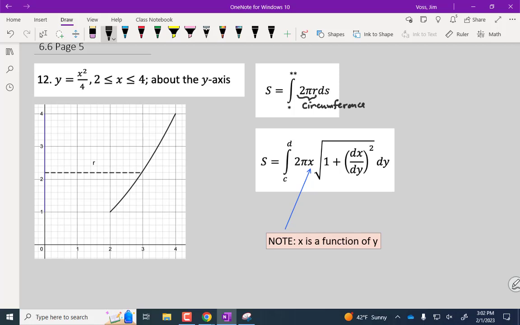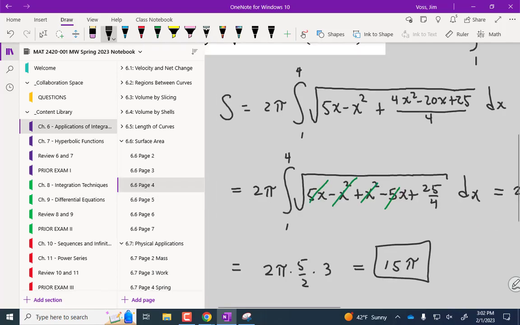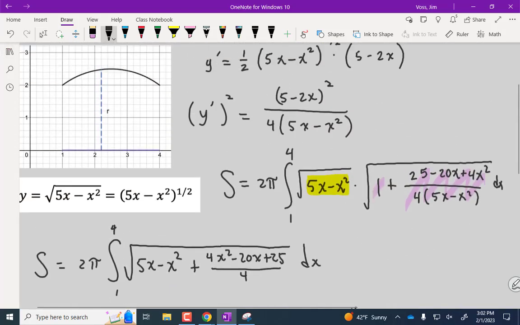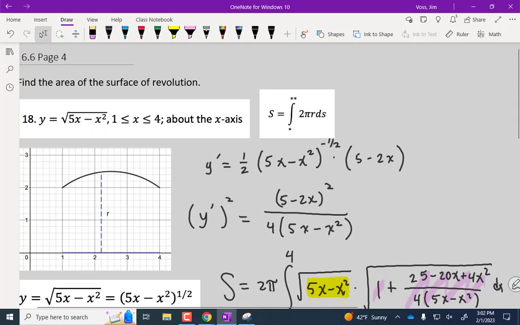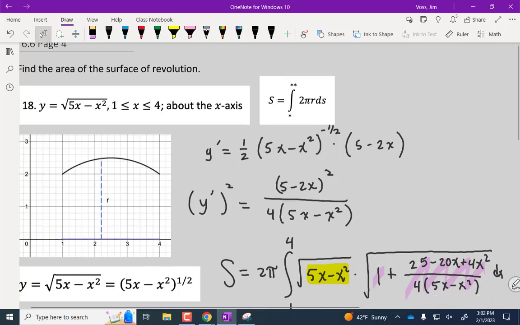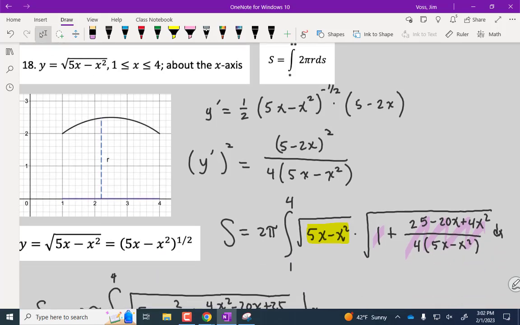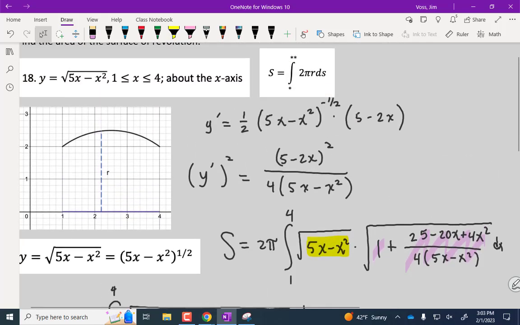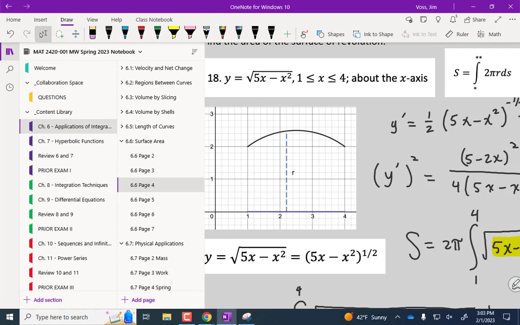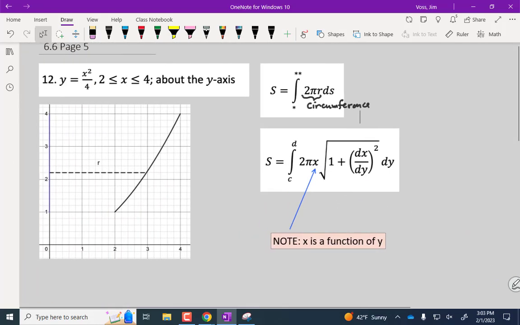Let's look at the previous slide for a second. The formula we used here, we are rotating around the x-axis. So we have a function of x, and we are going to be doing y prime, and we're going to square y prime. When we're going around the x-axis, we have functions of x, so we have to find y prime. Let's look at this next one. They kind of throw us for a little bit of a loop.